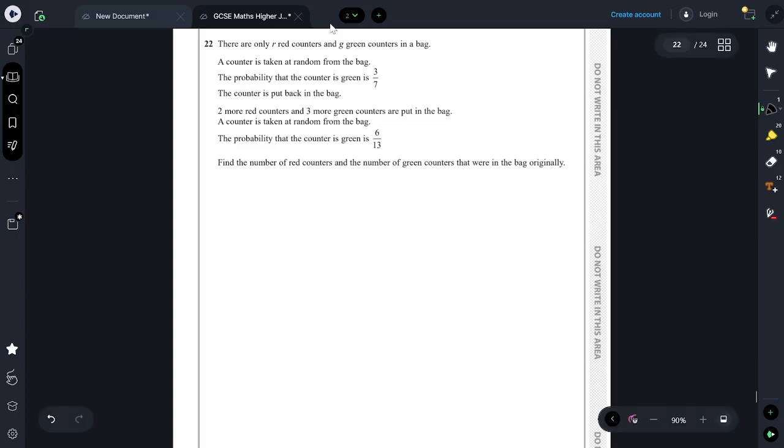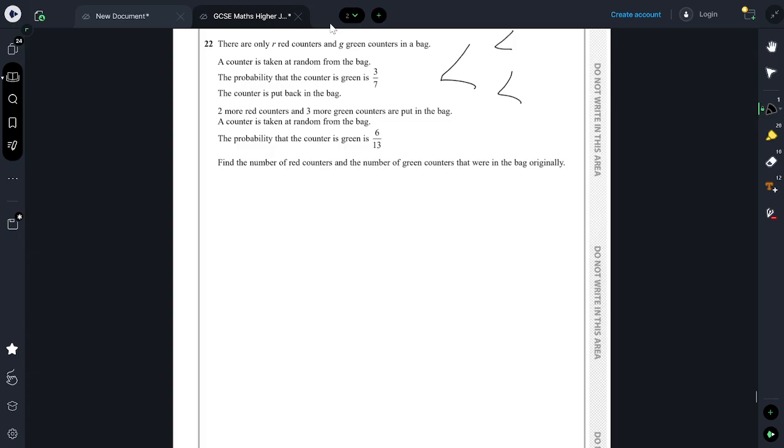Anyway, there are only red counters and green counters, and it gives us variables here. So there's probably going to be some algebra involved, because we're given letters. It's only red and green. A counter is taken at random from the bag. The probability is 3 over 7. The counter is put back in the bag. So this is screaming tree diagrams, right? So it's going to look like this.